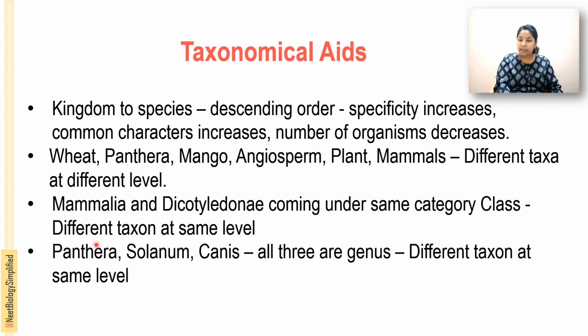Another example is Panthera, Solanum, Canis. Panthera tigris, Solanum tuberosum, Canis familiaris. The taxon is different for each: tiger, potato, dog are different taxons, but they all are in the category genus. Panthera is a genus, Solanum is a genus, Canis is also a genus. So they all come under the category genus. That means different taxon at the same level.